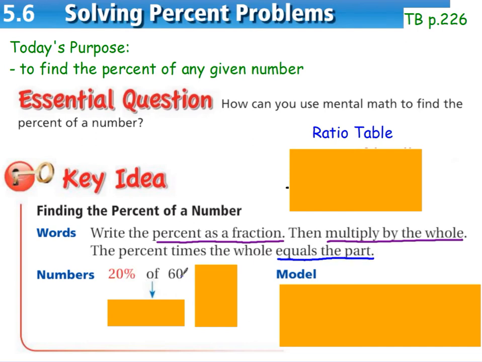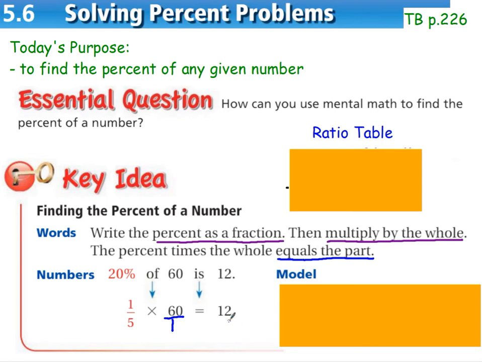Okay, if I have 20% of 60, the first thing we have to do is write the percent as a fraction, and that's going to be 1/5. And then we multiply it by the whole, which is 60. Now I know that in order to complete this problem, I need to turn 60 into a fraction and then just multiply it. 1 times 60 is 60, 5 times 1 is 5, and then 60 divided by 5 gives me the answer of 12.